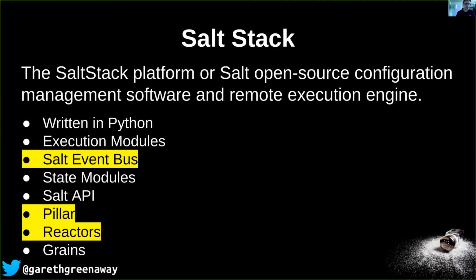We're also going to look at grains briefly. Grains are an interface to derive information about an underlying system. They're collected based on information like operating system, domain name, IP address, kernel, OS type, memory, and many other system properties.